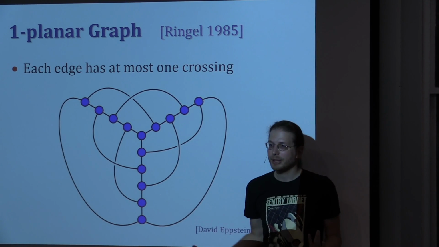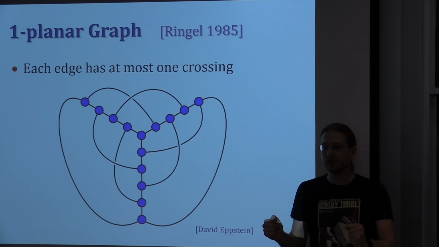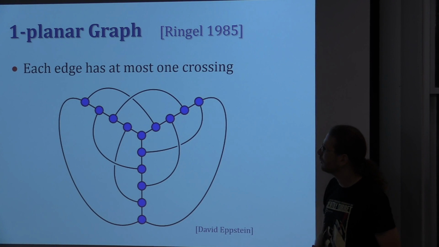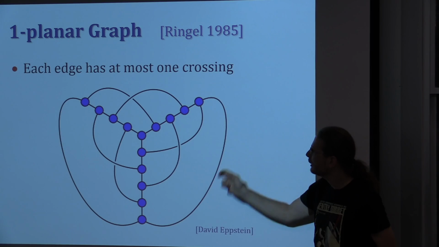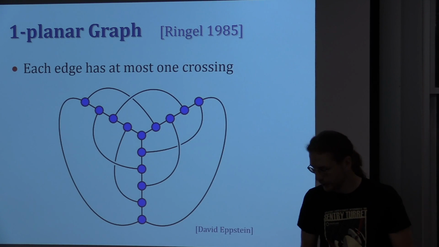If you're lucky, graph is planar. Don't need any crossings. There's this notion of one planarity, which goes back to the 80s, where every edge can cross at most one other edge. So this is an example of a one planar drawing. Some edges don't cross anything, but any edge that has a crossing only has one.